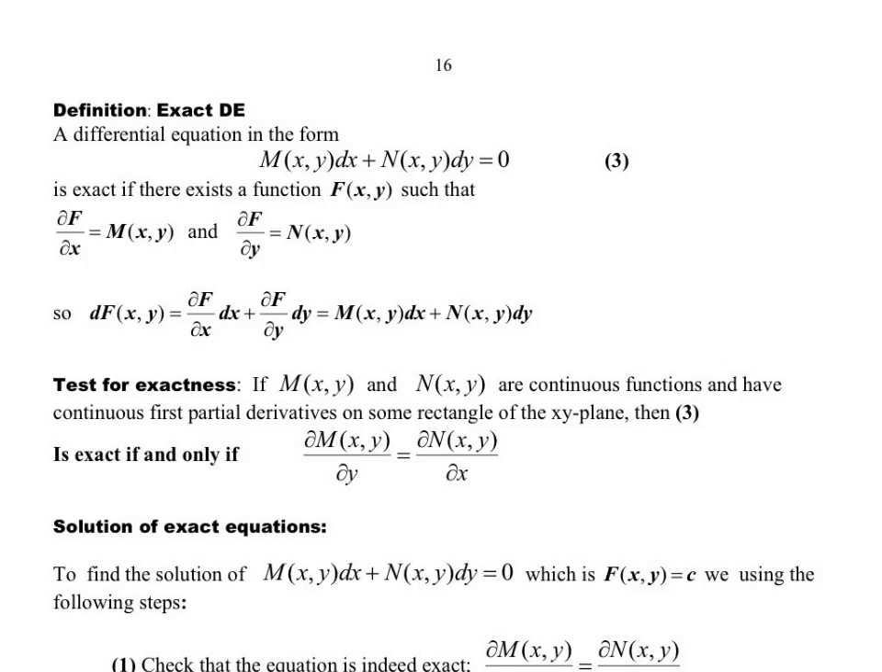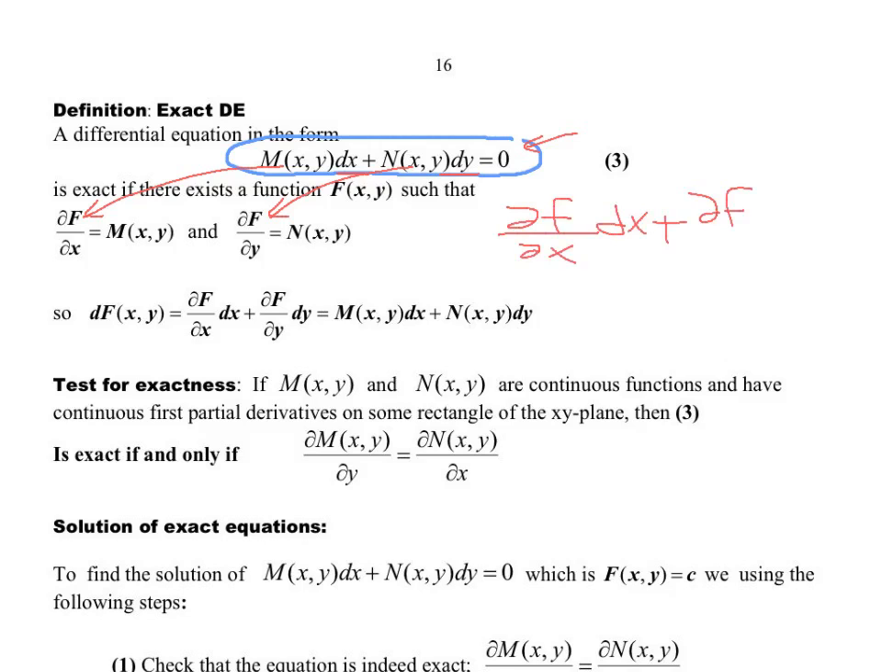So I will repeat myself here and say what is an exact differential equation and how can I check that the differential equation is exact in general. An exact differential equation has to be of this form, where the right hand side is equal to 0 and the left side has dx and dy, and if M is partial f partial x and N is partial f partial y, then this is the meaning of an exact differential equation. How can I check that a given differential equation is of this form?